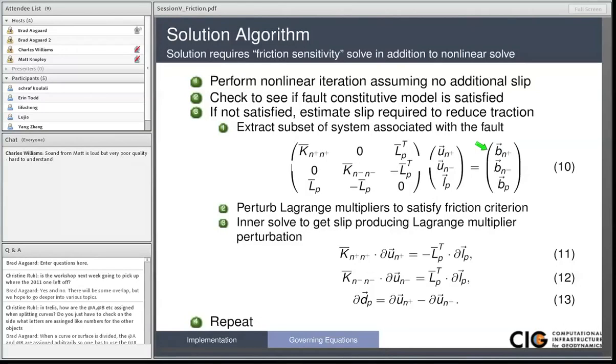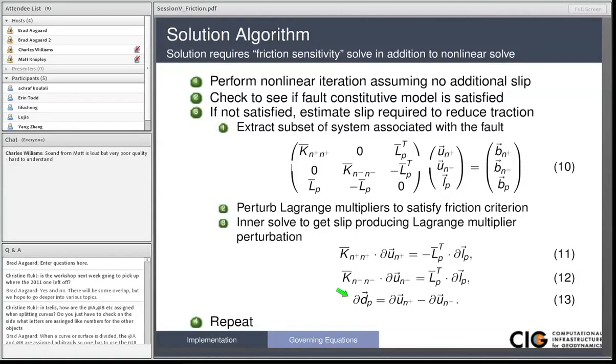So that gives us equations 11 and 12: for a given change in the traction perturbation, that's this partial LP term, we want to compute the change in the displacements here on the left. And so this is another linear system, but it's much smaller than the linear system for the entire problem. We form this linear system and solve it, and then by taking the difference between these change in displacements on the positive and negative side of the fault, we can compute our change in the displacement field.